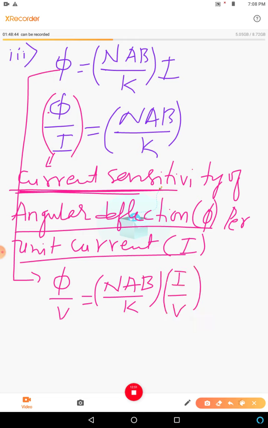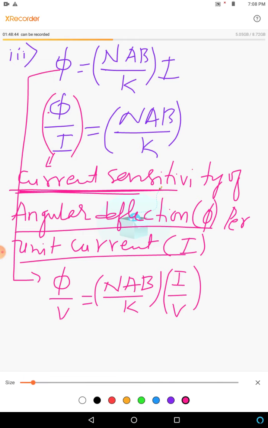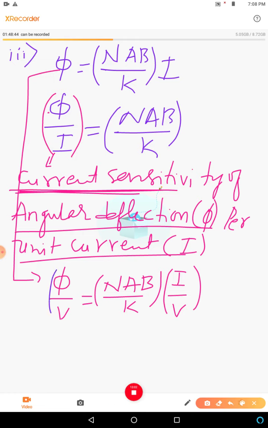Divide both sides by V, by voltage. So this phi by V is called voltage sensitivity. That is equal to phi by V, that is voltage sensitivity. Phi by V is equal to NAB by K.